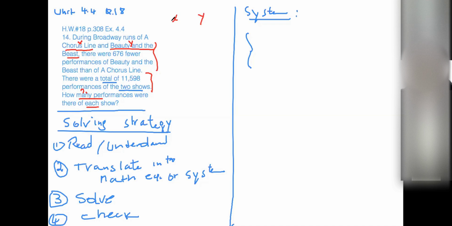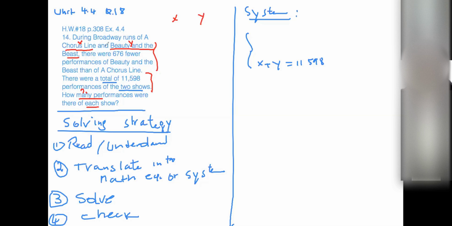So this was performed x times, this is y times. Is it x plus y equals 11,598? That's right, that's all there is to it. So x and y, the two shows, x plus y, both were performed 11 times, but were they performed evenly, each one half of this, or was there a difference between the two? In other words, were the two shows performed an equal number of times?